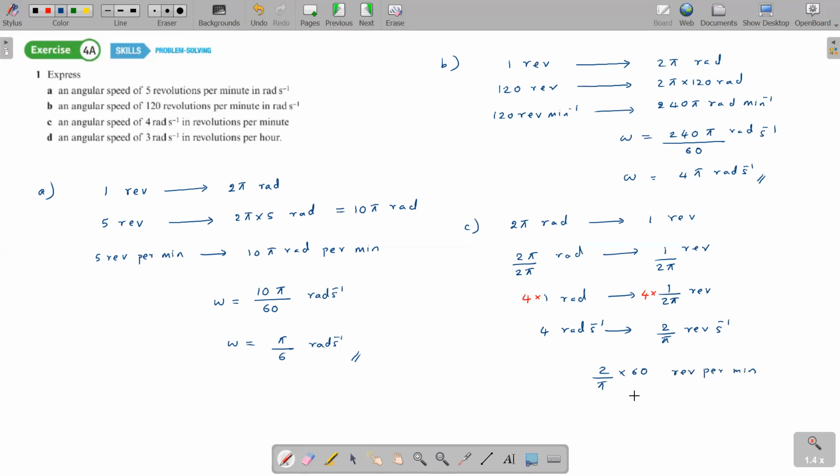Okay, so it's going to be how much? 2 into 60, that's 120 over pi revolutions per minute. Okay, so you could definitely reduce the number of steps and do this in like 2 steps.